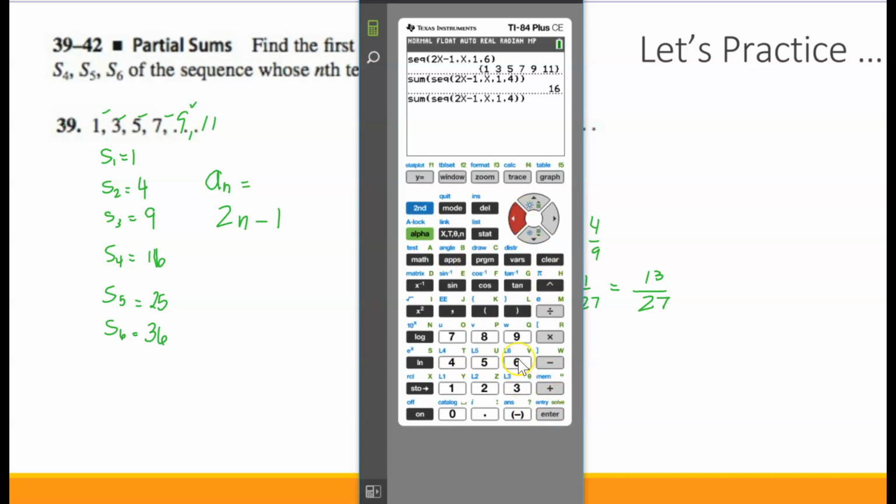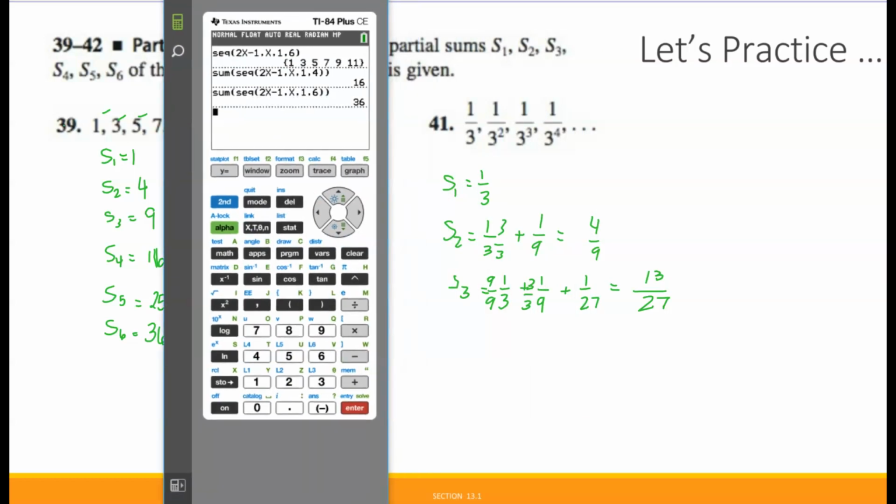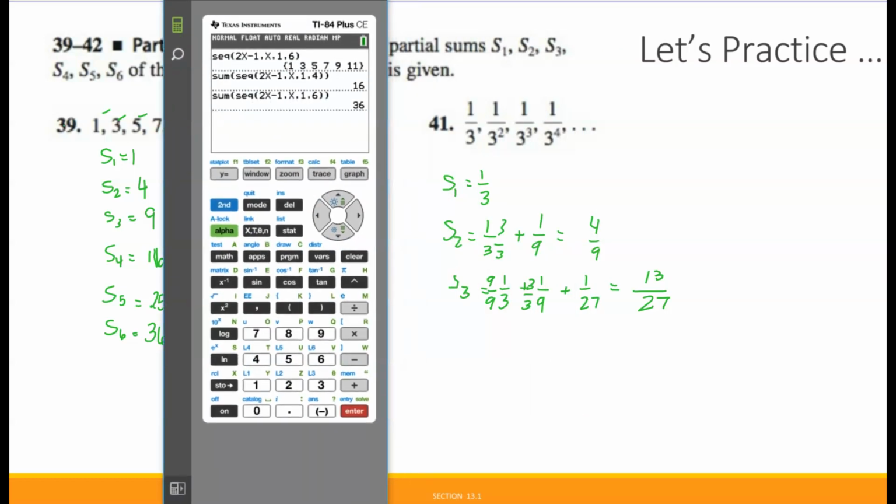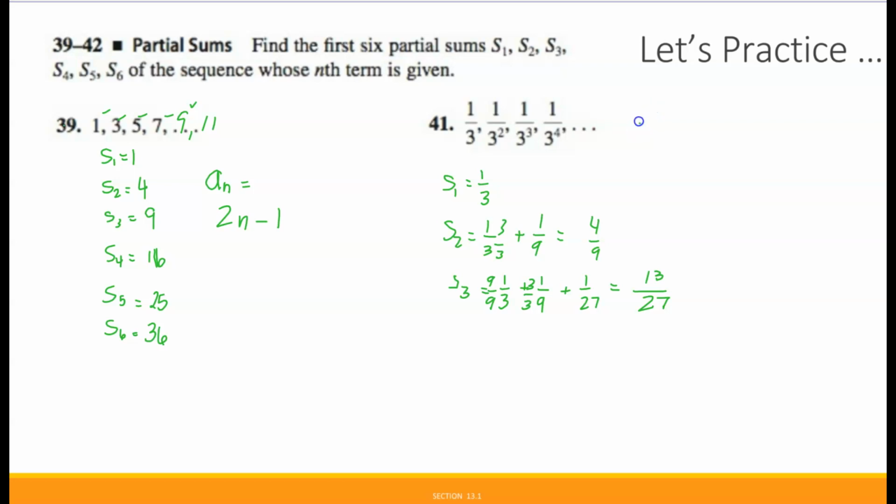We want to add up, say, the first 6. That's what we got here with the 36. And so here we're just saying, okay, now we know how to sum sequences in our calculator. It works. Let's see how we can get this one done. Now notice that we do need a formula for this. And so let's see if we could get a formula.